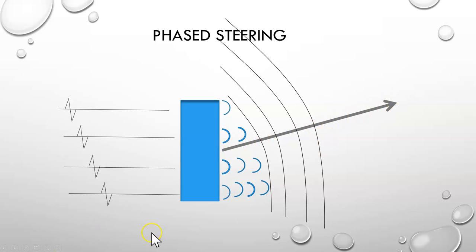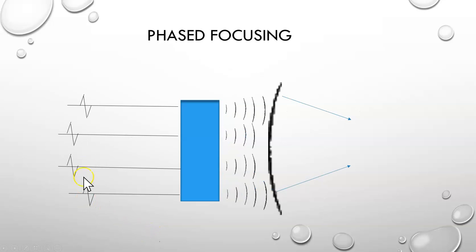This is phase steering. Now phased focusing: in this case we can fire off the outer two crystal elements first, with these being later, because you can see the time delay is longer. This will cause a convex shape to our beam, which then, because it moves perpendicular, will come in and focus in a narrower spot.